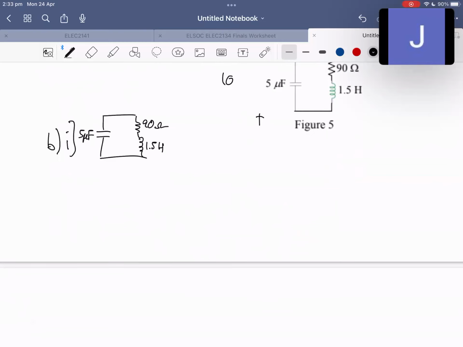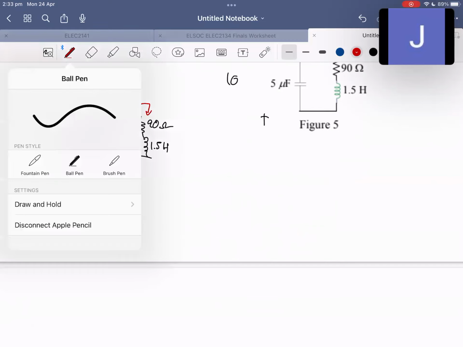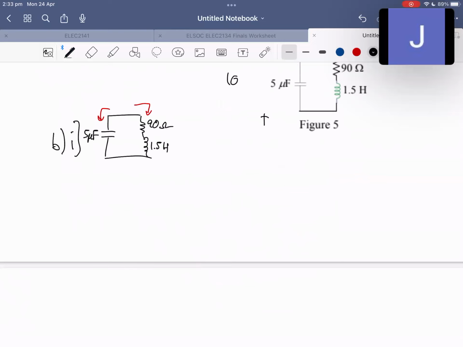So here I'll probably just do nodal. If I sum up the currents, they should equal 0 from KCL. So IC plus I'll call it IL because they're the same thing. And IC is C dV dt.